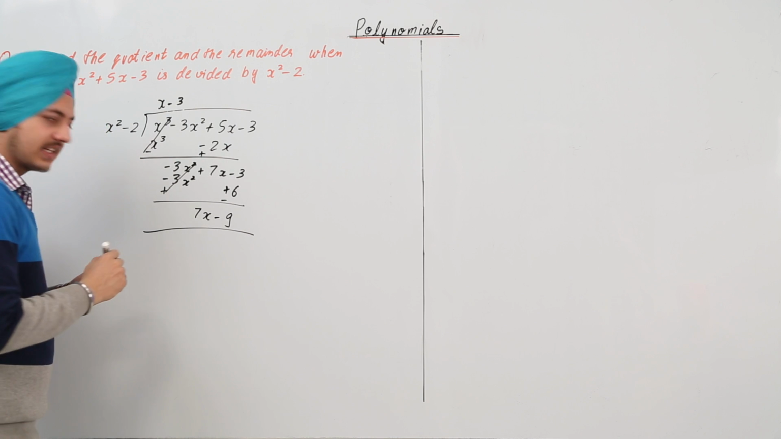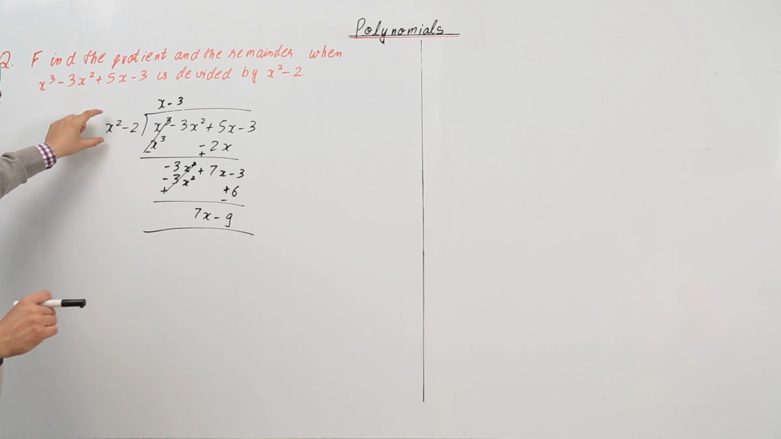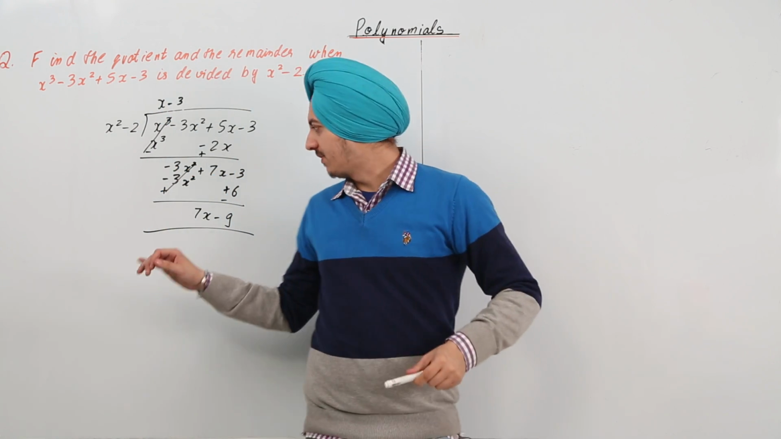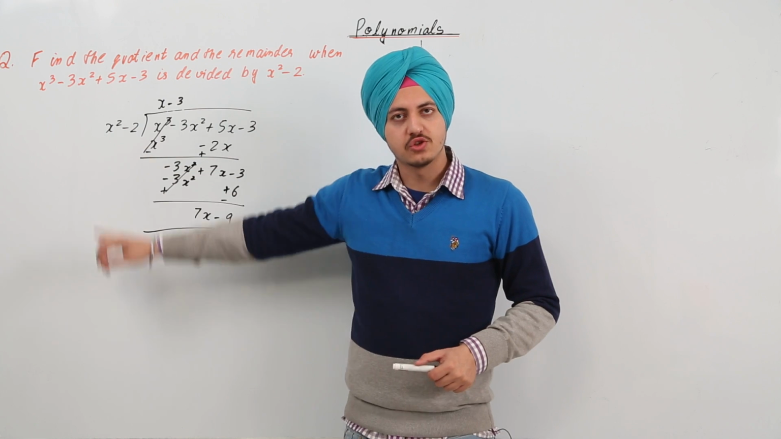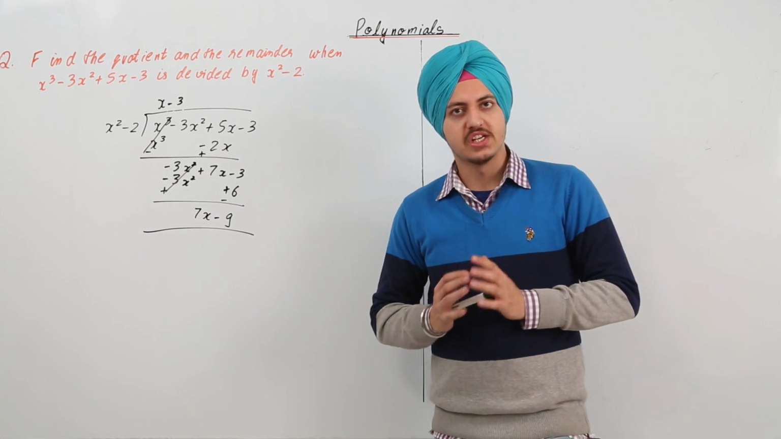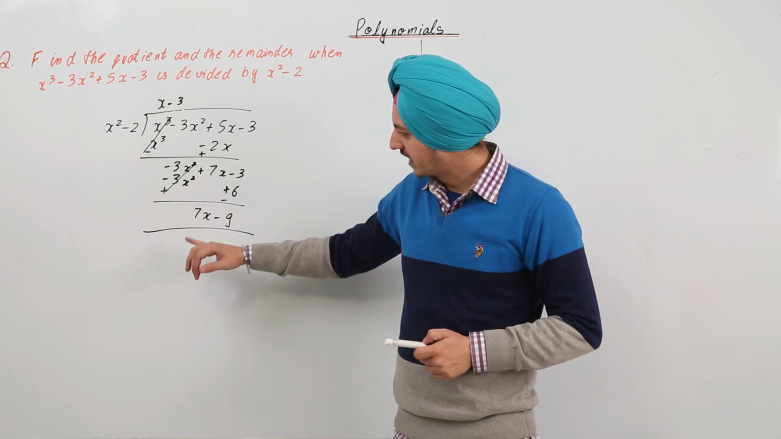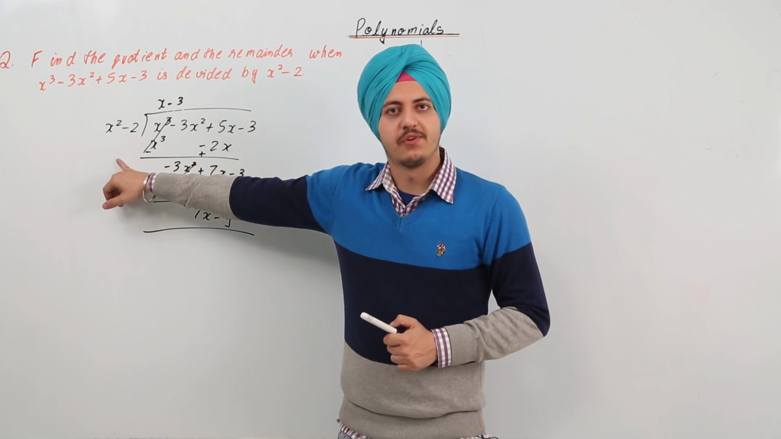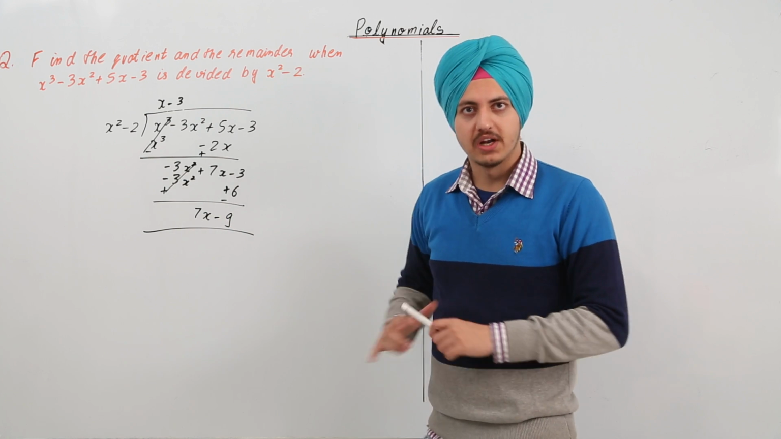Now tell me, can anything be multiplied in positive powers with x square so that we get 7x? I say no, because the power of 7x is less than that of x square minus 2. So we have to stop our division whenever we realize that the power of the remainder, that the power of this term, is less than the power of the divisor. Then we stop our division. So at this point we stop our division.